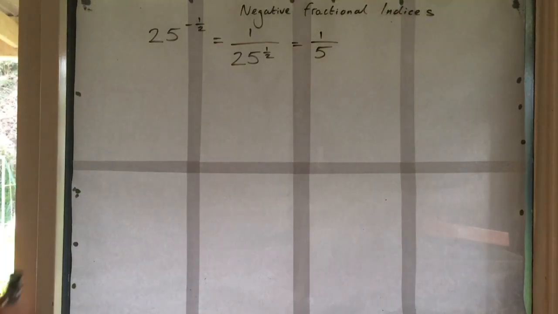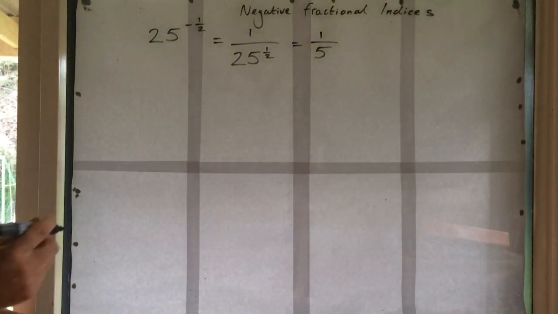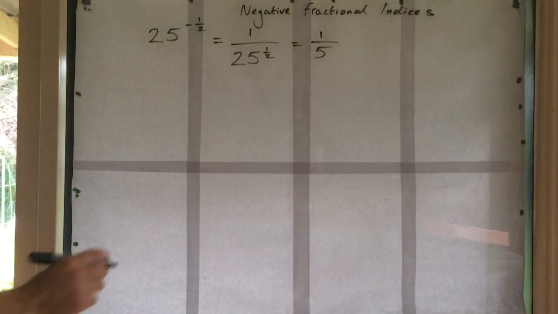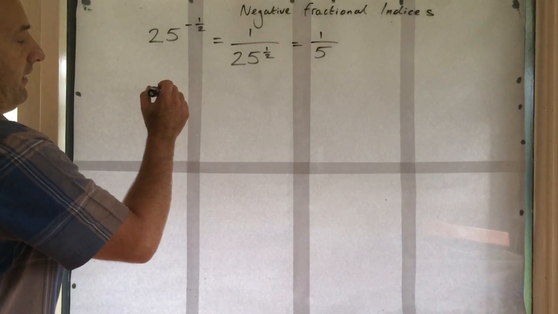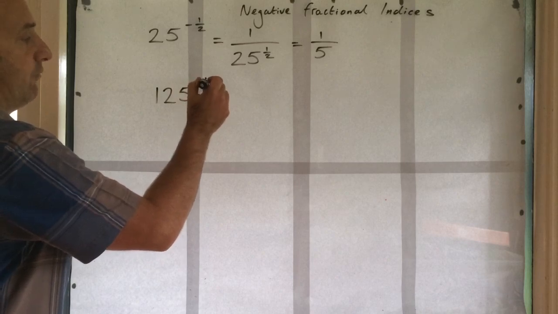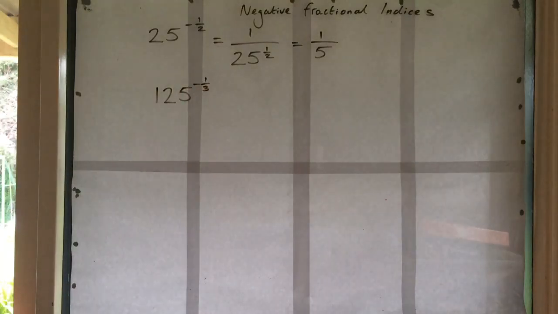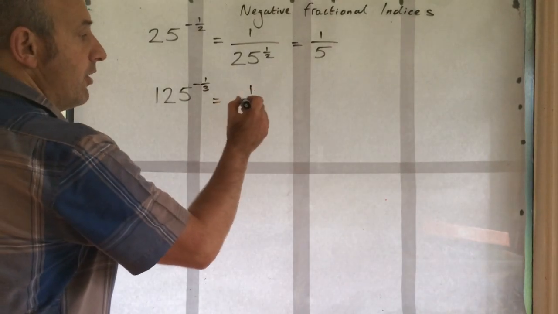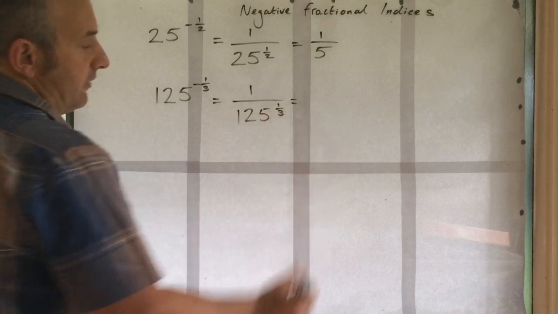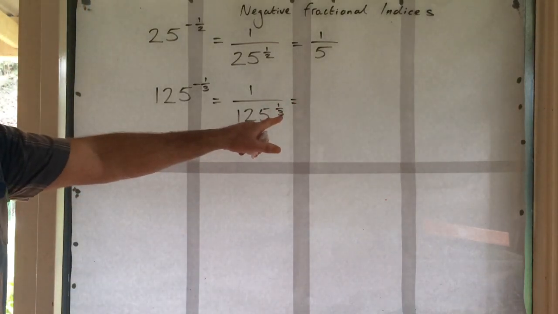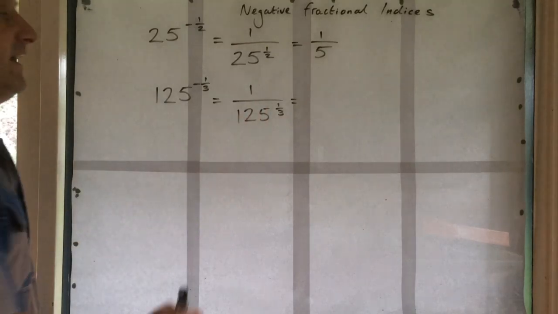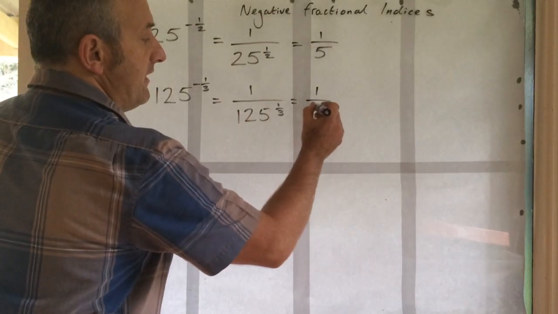Okay, let's try another one. And remember, if you're really struggling with this, you can put that in your calculator and see what comes out. Let's have a go at another one. 125 to the negative 1/3. So now this becomes 1 over 125 to the positive 1/3. And this says, what is the cube root of 125? I look back on my sheet and think, what to the power 3 is 125? It's 5. Again, we end up with 1/5.